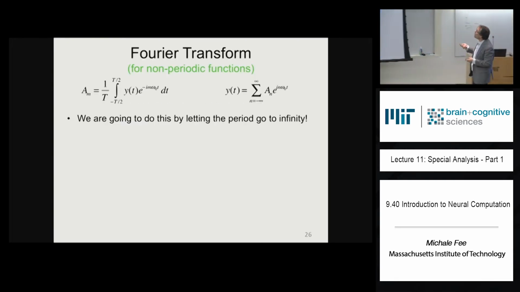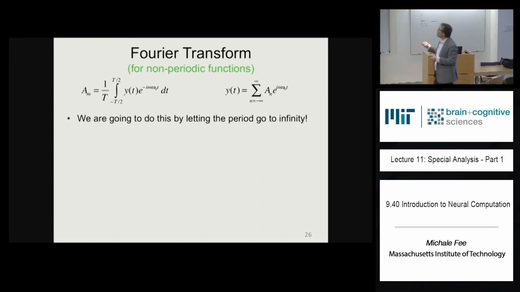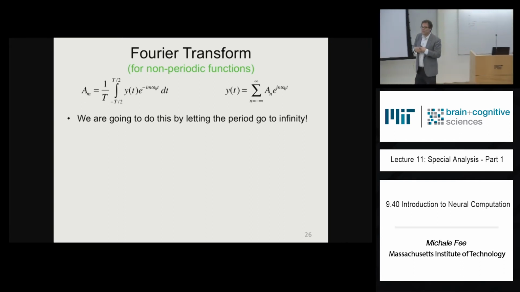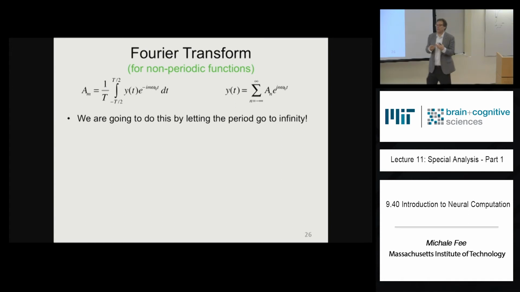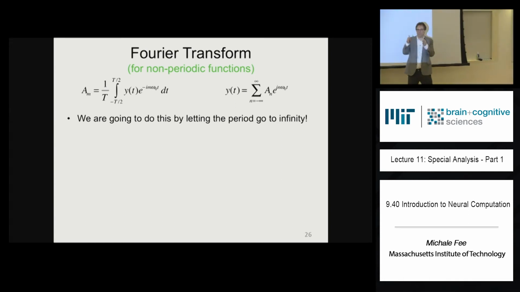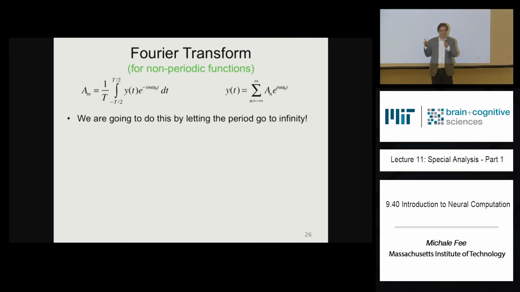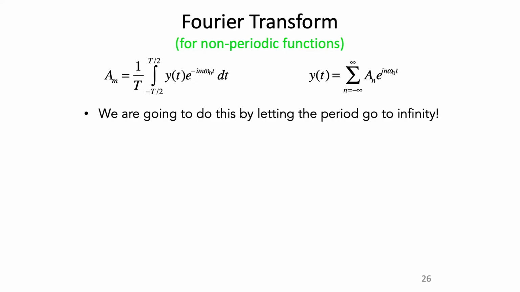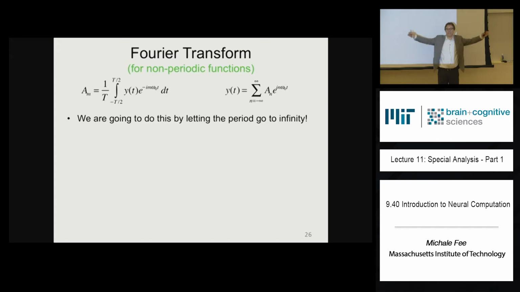So what we're going to do is go from the case of periodic functions to non-periodic functions. The simplest way to think about that is a periodic function does something here, and then it just does the same thing here, and then it just does the same thing here. So how do we go from this to an arbitrary function? Well, we're just going to let the period go to infinity. Does that make sense?